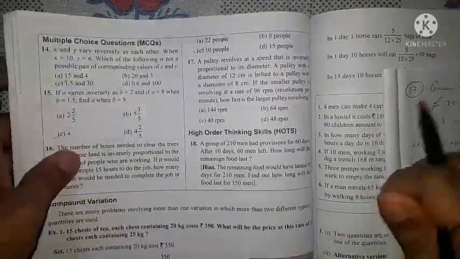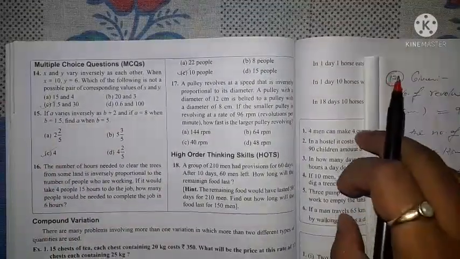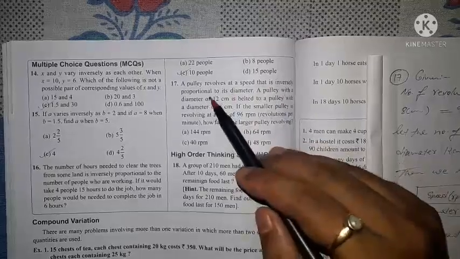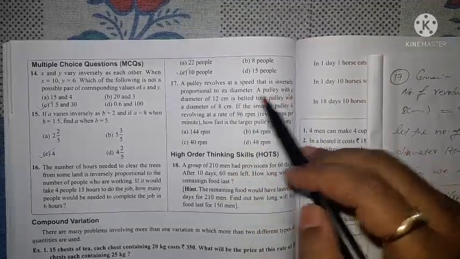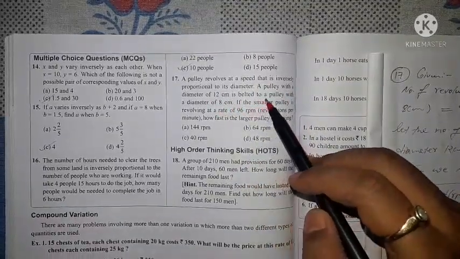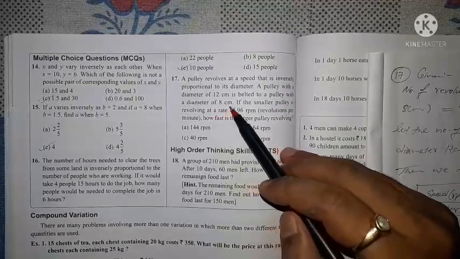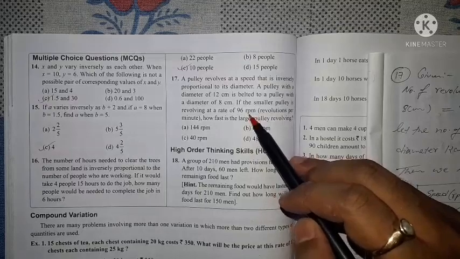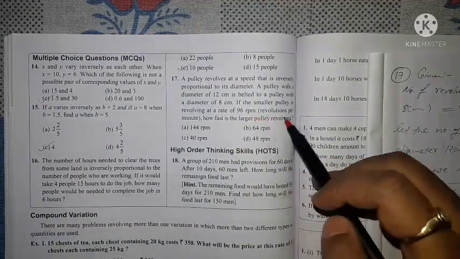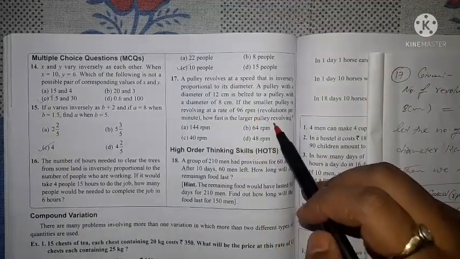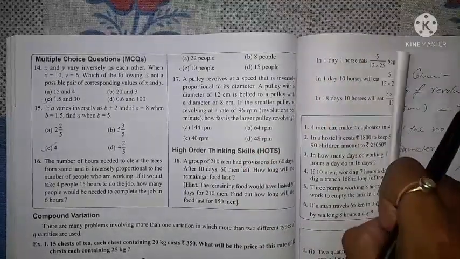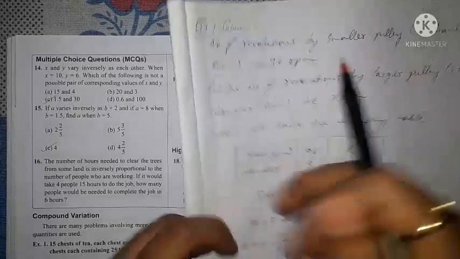Then let's move to the next question, which is number 17. A pulley revolves at a speed that is inversely proportional to its diameter. A pulley with a diameter of 12 cm is belted to a pulley with a diameter of 8 cm. If the smaller pulley is revolving at the rate of 96 revolutions per minute, that is RPM, how fast is the larger pulley revolving?